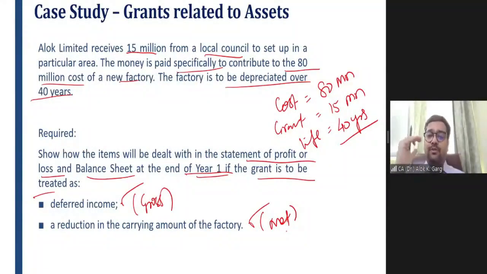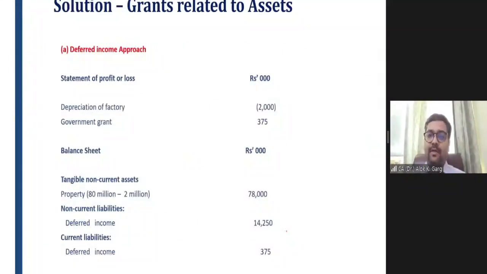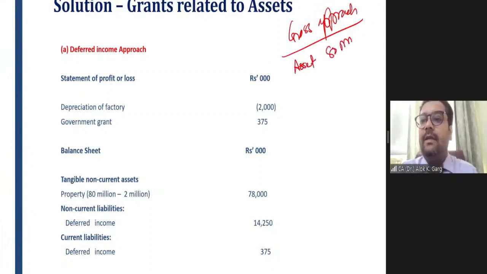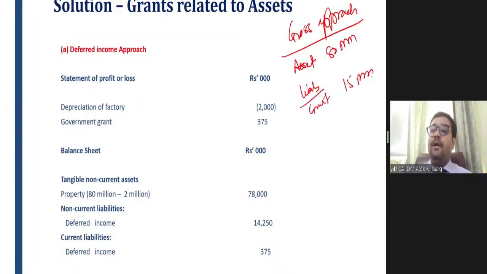Going by the gross approach, the grant has to be shown as 15 million. The asset has to be shown at 80 million. Am I right? So in this case, gross approach. Asset, 80 million. Liability, meaning grant, 15 million.